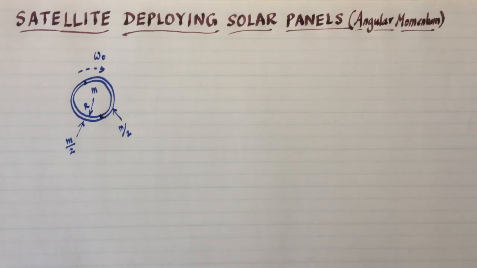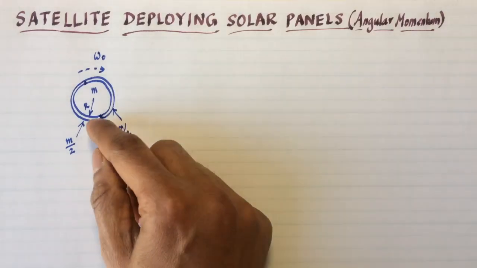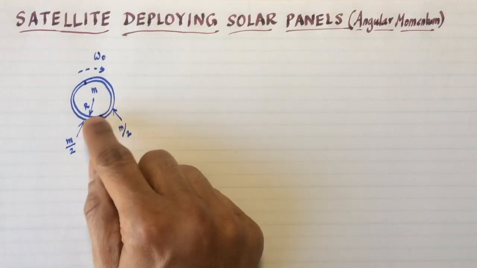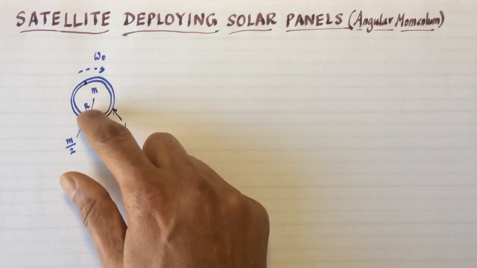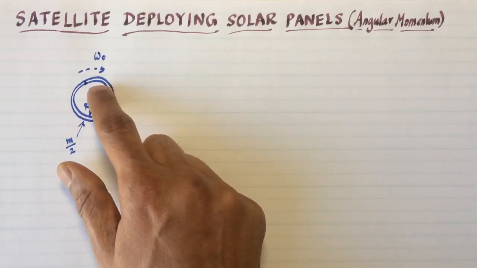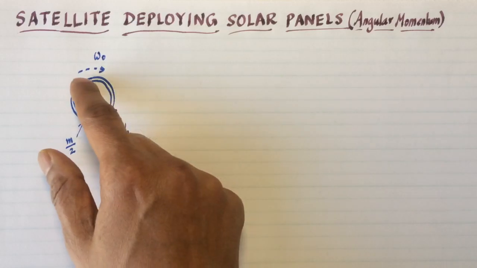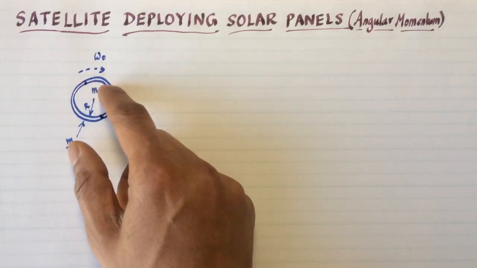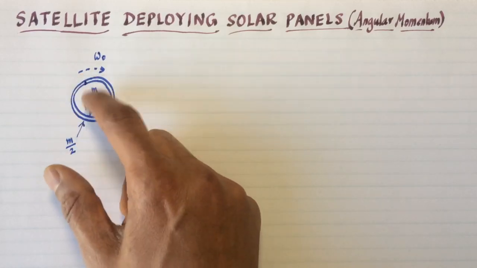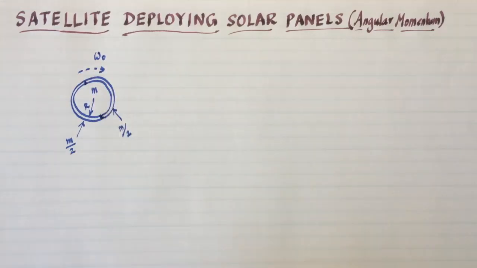So this is an example in outer space. We have a satellite that has two solar panels, and the panels are initially wrapped around the satellite in this manner. So the satellite is a circular disk, a uniform circular disk, and the two panels are wrapped as two halves of a circular ring around the satellite. And the satellite is initially rotating in the clockwise direction with angular velocity omega naught.